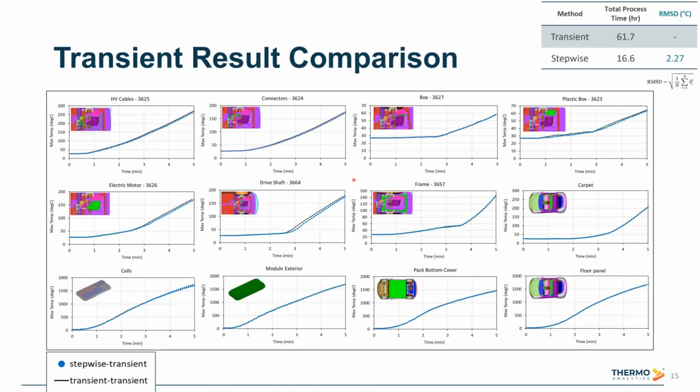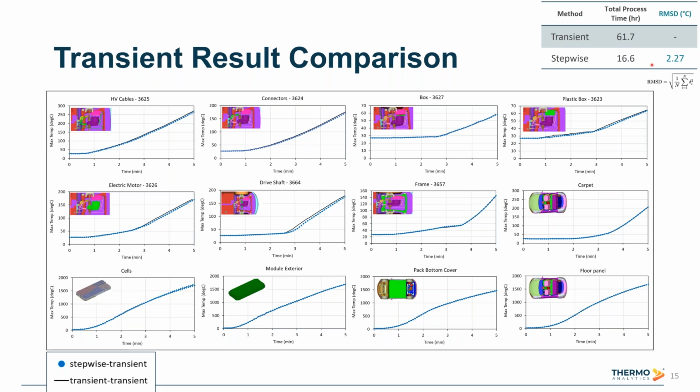So this slide shows the comparison of part max temperature, basically showing very good agreement between the stepwise method and the transient method. So on some underbody components here, the high voltage cables, connectors, motor, drive shaft. So these are the components receiving direct vent gas impingement from the battery pack. Also on the floor panel, so carpet temperature inside the cabin, external floor pan temperature. This is the surface facing the battery pack directly. Finally, also on the battery pack itself, the bottom cover, the module, and the cell max temperature here.